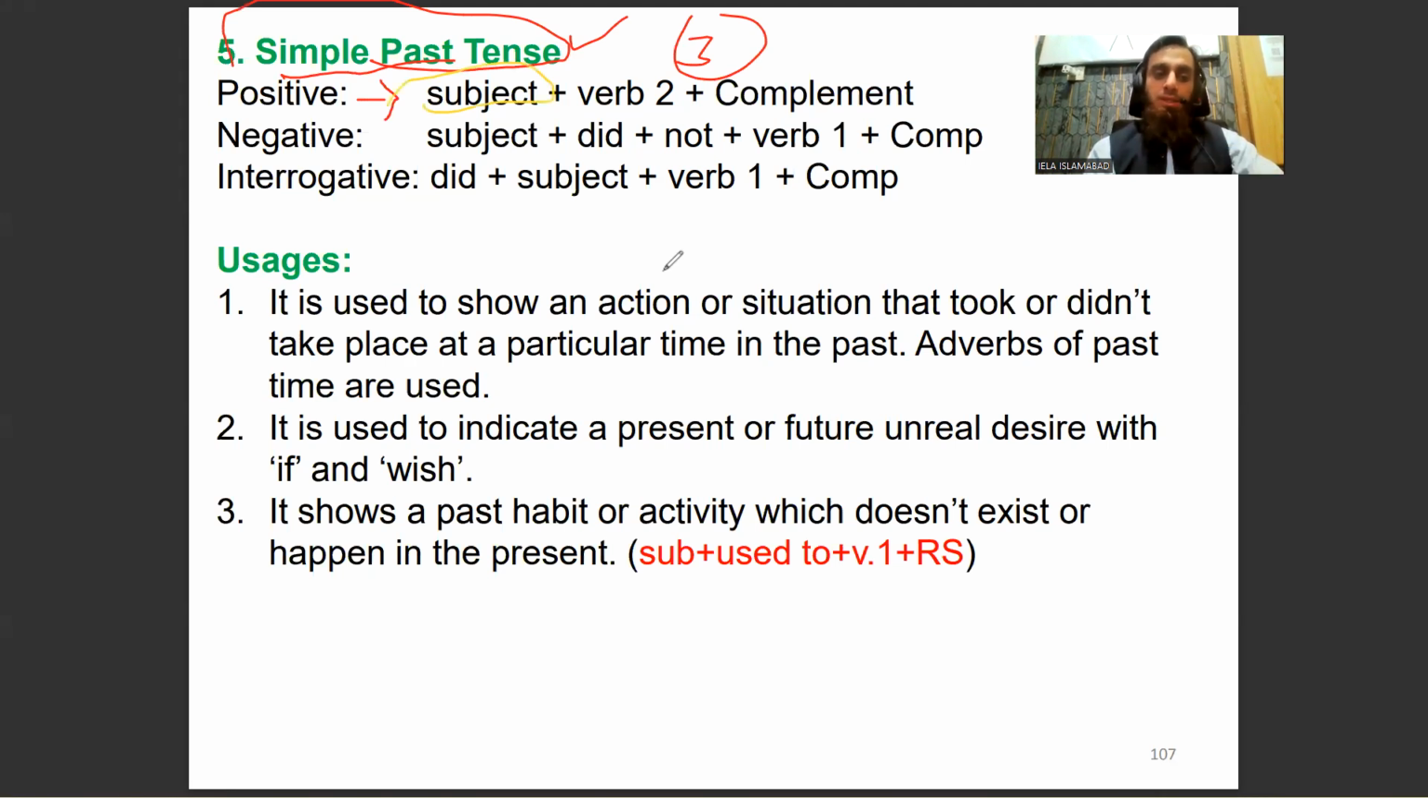First of all, subject. After subject, we are having verb, but second form of verb. And after verb, we have complement. Right? Now, complement means rest of the sentence that adds meaning to a sentence.